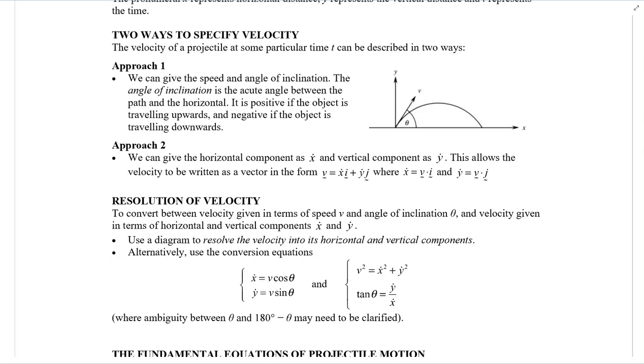Approach 2, we can give the horizontal component, we will be calling that x with a little dot above it. So if you see that notation, that means velocity.